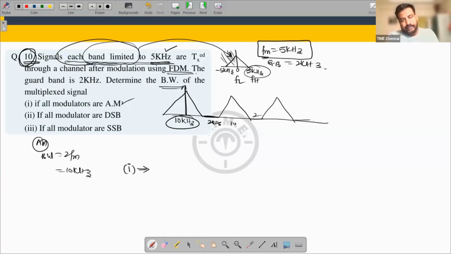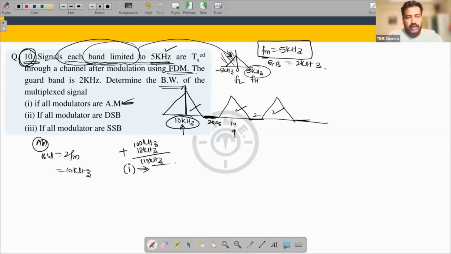What is the answer? Each AM channel takes 10 kilohertz. Such 10 signals are there. 10 into 10, 100 kilohertz. Plus, for 10 channels, you have only 9 guard bands. That is the important thing that you should understand. Here, for 3, you have 2 guard bands. For 2, you have 1 guard band. For 10, you have 9 guard bands, but not 10. That is what you should remember. 9 into 2 is 18. Total is 118 kilohertz.